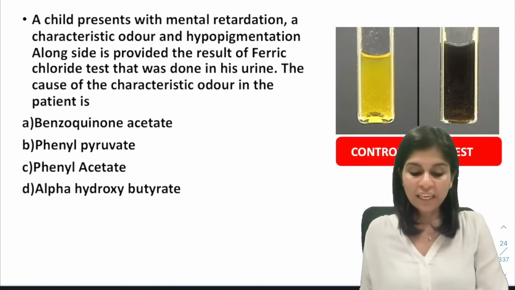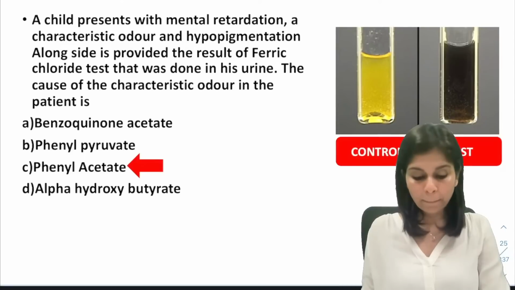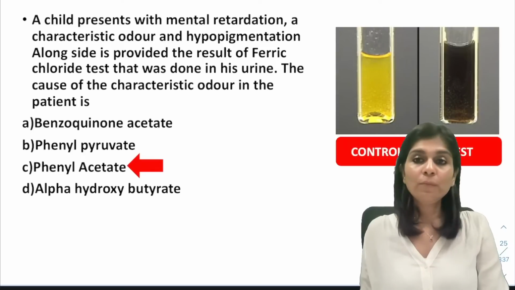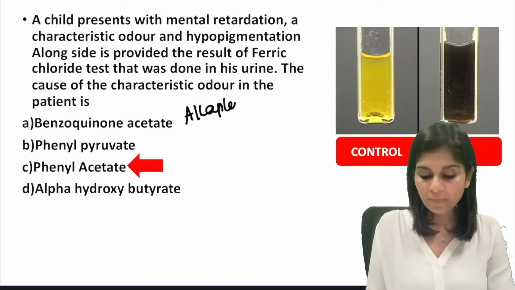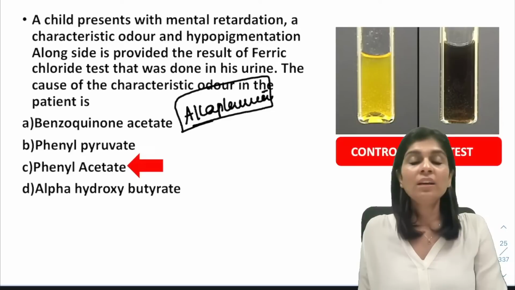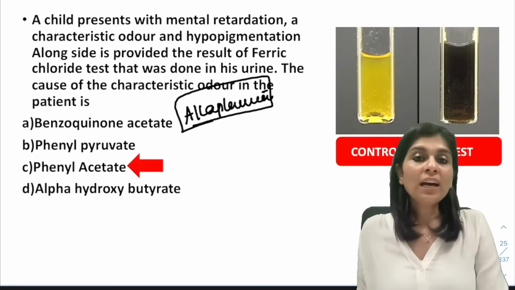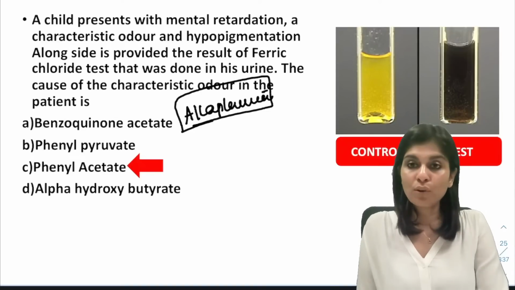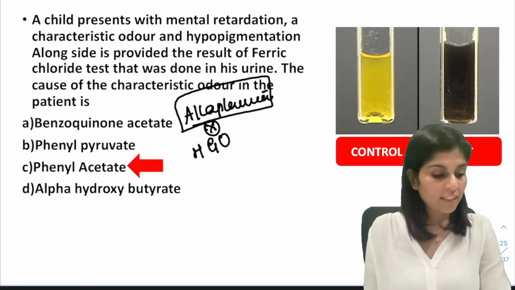What is the reason for the characteristic odor in this patient? The answer is phenyl acetate. In which condition do you see benzoquinone acetate, all of you? Benzoquinone acetate is a feature of alkaptonuria. There is another MCQ wherein I will be telling you about all inborn errors of the tyrosine metabolic pathway, wherein I will explain about alkaptonuria. For now, alkaptonuria is an inborn error of metabolism caused by the defect of homogentisate oxidase.